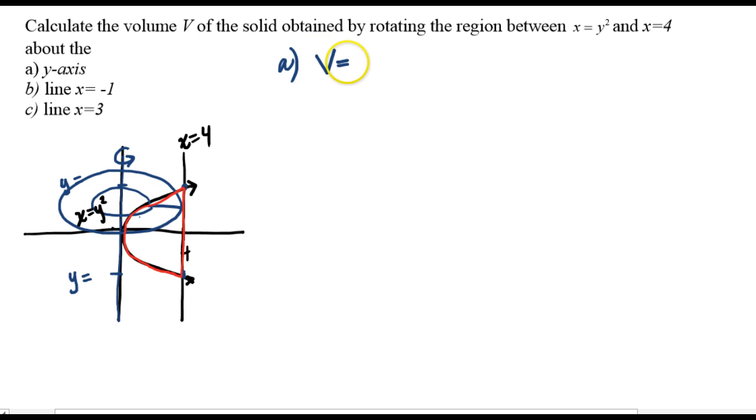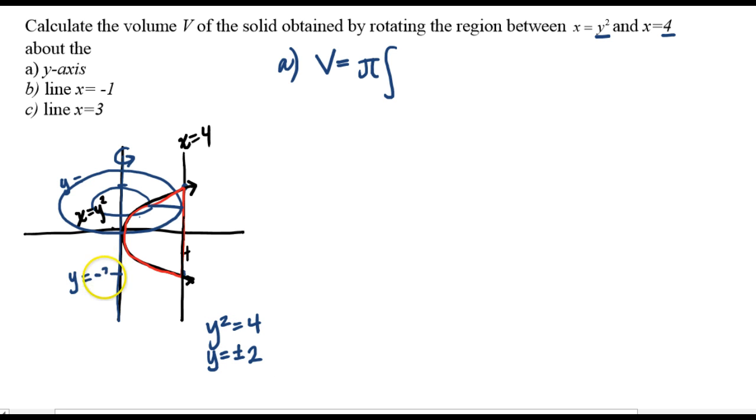So to start my problem, volume equals pi times the integral from, so I need those y equals values. And to find them, I need to set my two functions that are intersecting equal to each other. So my two functions are x equals y squared, and x equals 4. So I'm setting y squared equal to 4. So y squared equals 4. If I take the square root of both sides, I get y equals plus or minus 2.